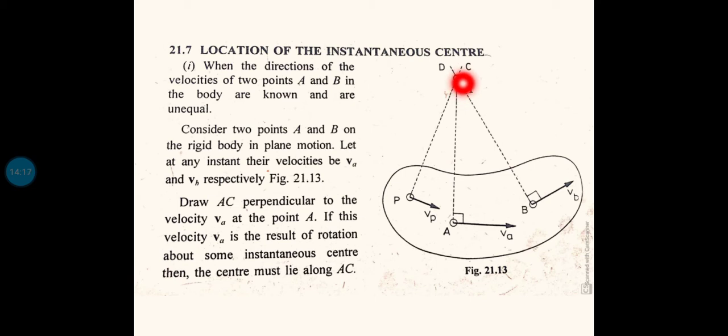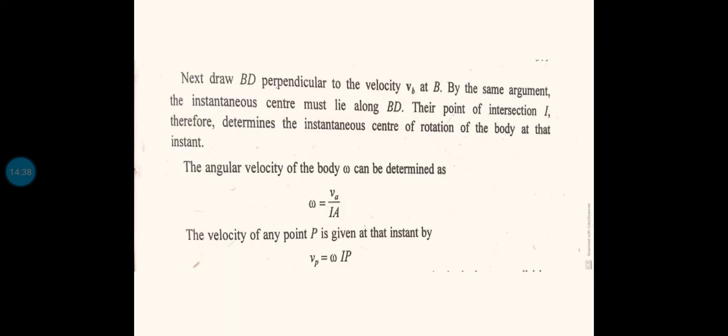So if you want to find the instantaneous center, then you identify at least two velocities, direction and magnitude of the two velocities of the different points of a particular body. Then you draw the perpendicular to that velocity vector. The meeting point will be the instantaneous center. That is the method to identify the instantaneous center. I think the concept is clear for you.